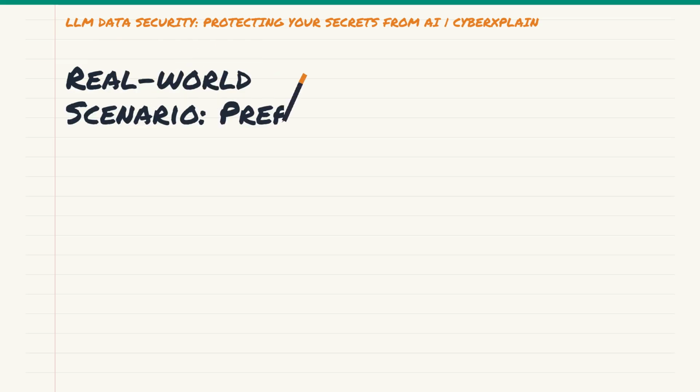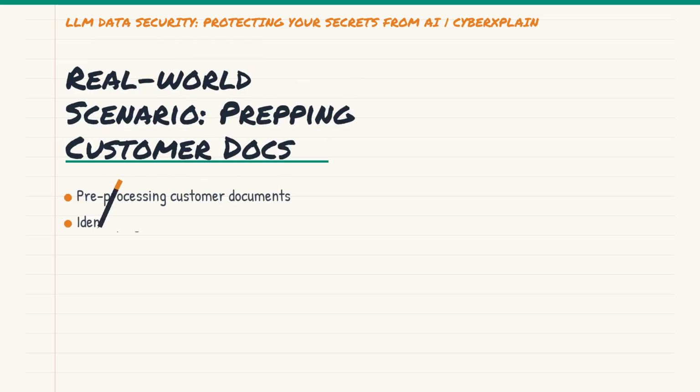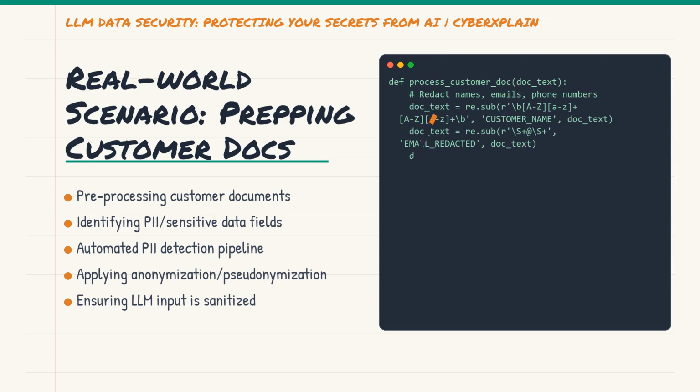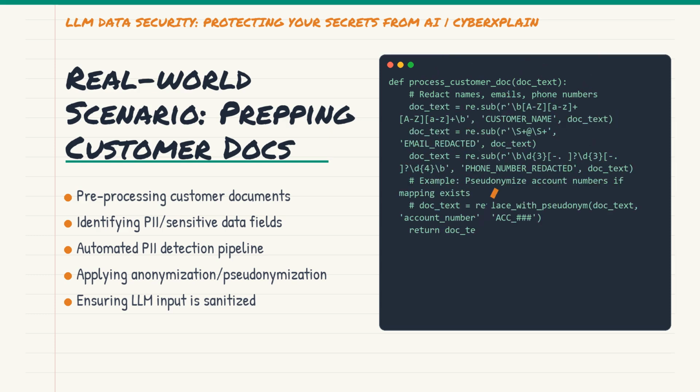Let's bring this back to our customer document summarization scenario. Before feeding a customer support transcript or a legal contract into our LLM, we need to apply these techniques. We'd implement a data pipeline that first identifies PII like names, email addresses, phone numbers, and account numbers within the document. Then, it would either redact and anonymize them completely or replace them with pseudonyms, like customer_name_001 or account_number_x_xyz. This pre-processing step is absolutely critical.